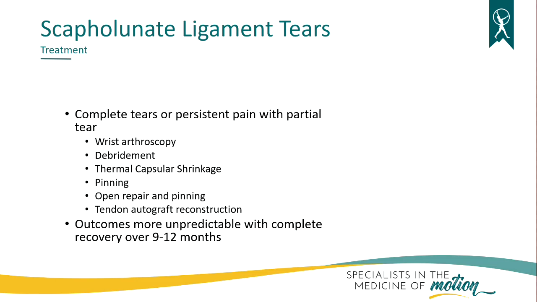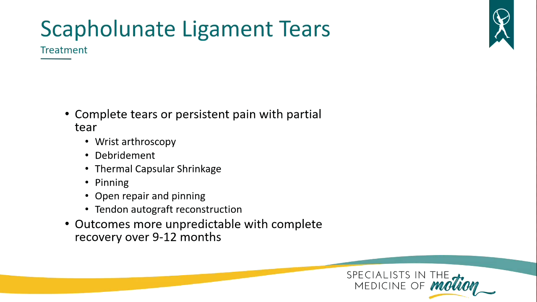Complete tears, or tears that are persistent for several months and resistant to conservative treatment, may need a wrist arthroscopy. There's a variety of ways of addressing these based on classification systems and diagnosis intraoperatively. We may be able to just debride the irritated component, and that may be enough that the patient does well. While thermal capsular shrinkage may have fallen out of favor in the shoulder, it seems to be a viable option for some types of scapholunate tears in the wrist.